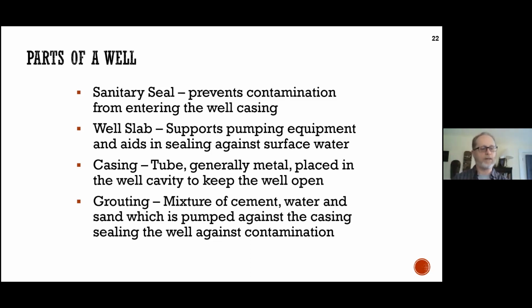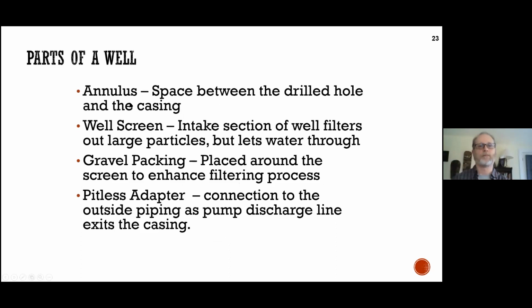And then the grout itself is that mixture of cement, water and sand that's pumped down against the casing, and that helps support the casing, but also when it sets up, it actually prevents water from building up and moving down along it. The annulus, we talked about that annular space, the space between the drilled hole and the casing.